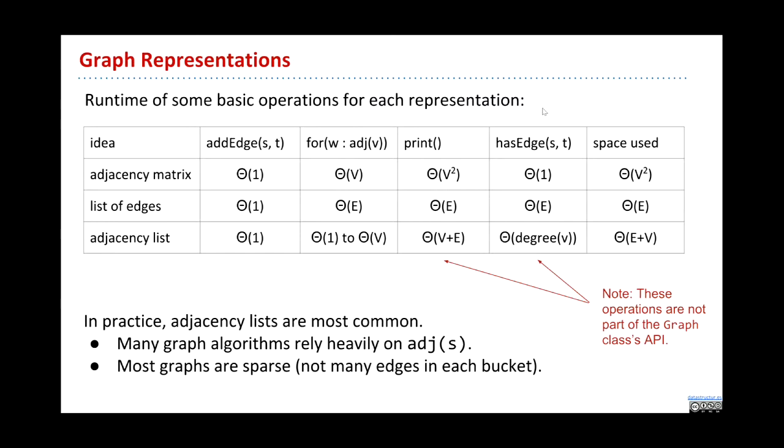And for example, if I wanted to know, does there exist an edge from S to T? Well, then we would say in an adjacency matrix, it's very fast. I just look at the entry in the two-dimensional array. In an adjacency list, I have to look through that whole list. So it'll be whatever the degree of V is.